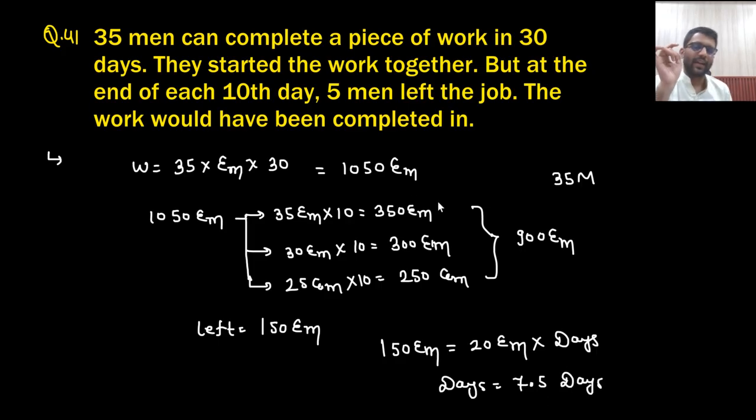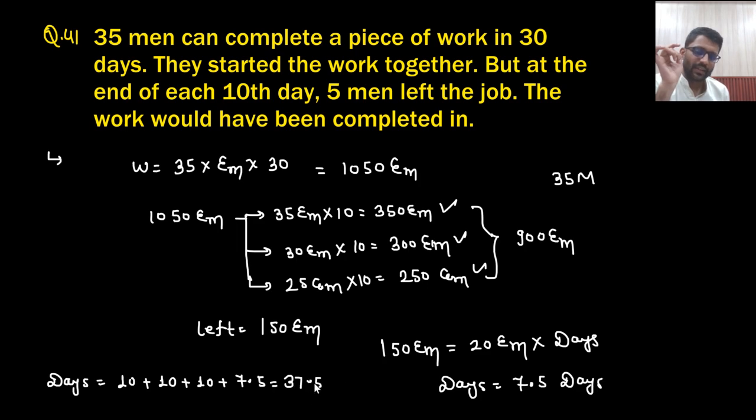So what is the total time? 10 days here, 10 days here, 10 days here. So total days, that would have been 10 plus 10 plus 10 plus 7.5. So 37.5 are the total days that they have taken.